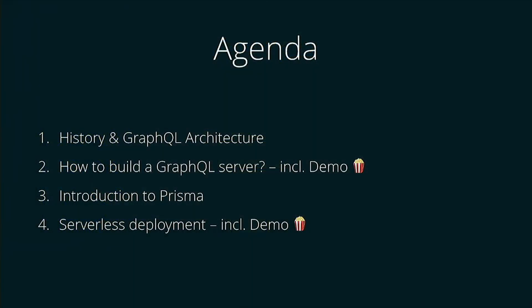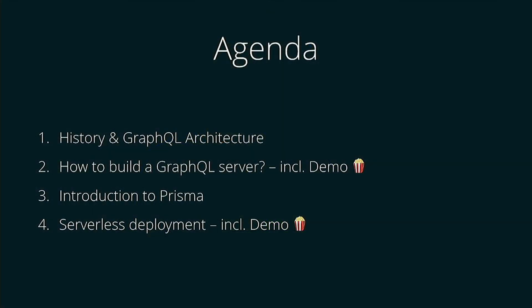Before we start, I want to give a quick tour through the last, let's say, 2 decades of how server development has evolved over time. I'll give you a quick idea of how a simple GraphQL architecture could look. Then we go through what a GraphQL server actually looks like, how you build one, including a small live demo. I'll give you a quick introduction to Prisma, which helps you build GraphQL servers talking to a database. Afterwards, we'll look into the serverless deployment options, also including a little demo.